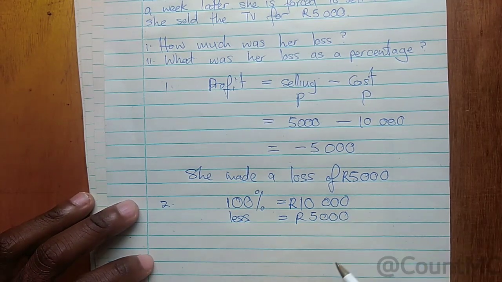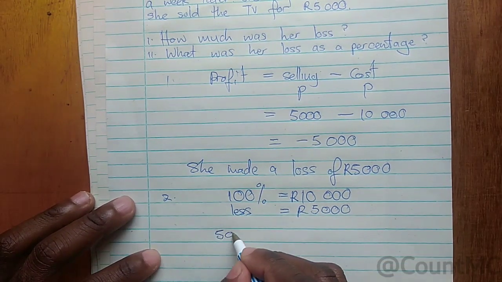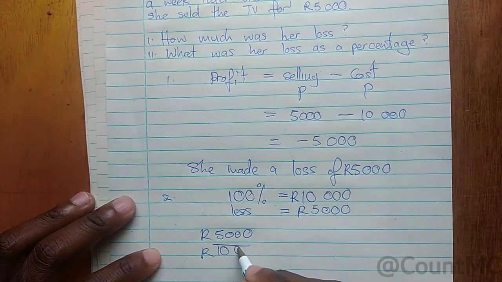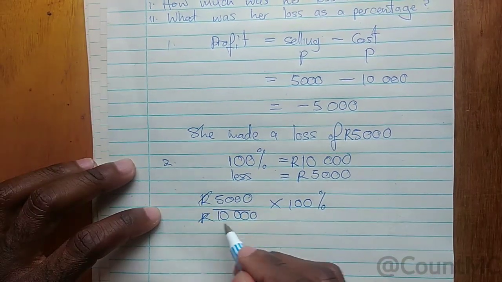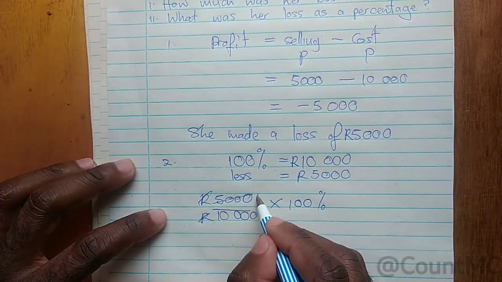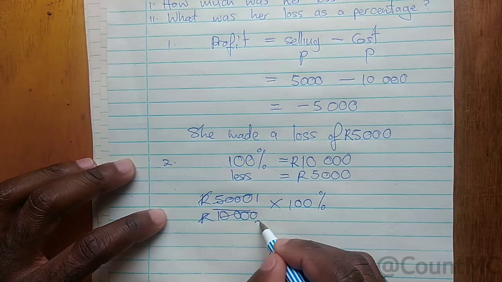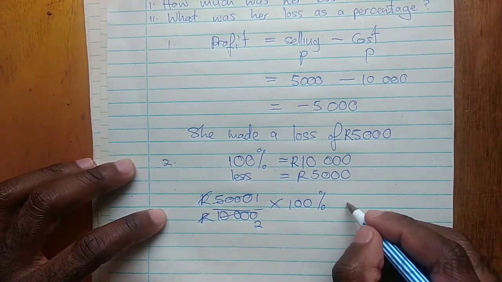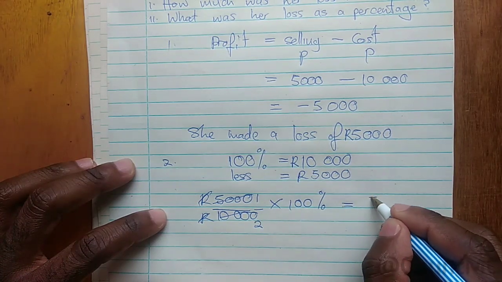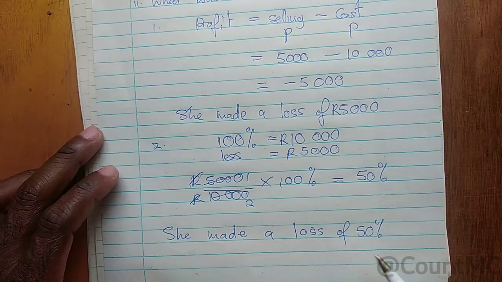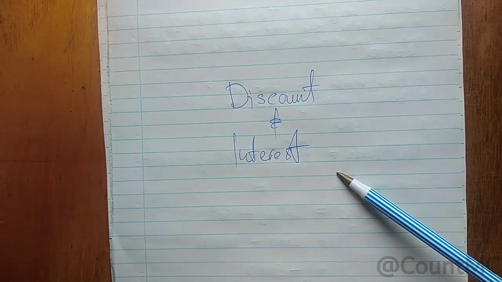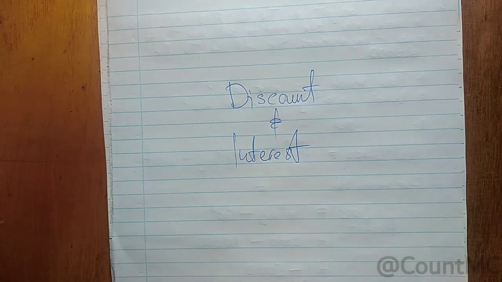If you say less, the smaller number goes on top: 5,000 rands divided by 10,000 rands times 100%. Rand and rand will cancel. 5,000 into 5,000 is 1, 5,000 into 10,000 is 2. Half of 100%, you are left with 50%. So Linda made a 50% loss. She made a loss of 50%. So let us talk about discounts and interest and show how proportions can help.